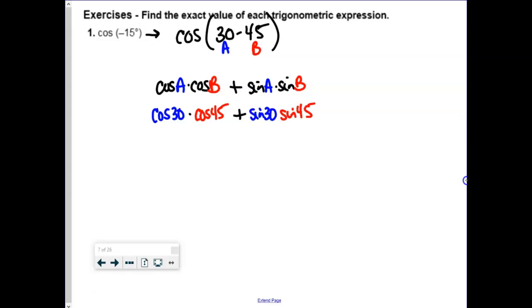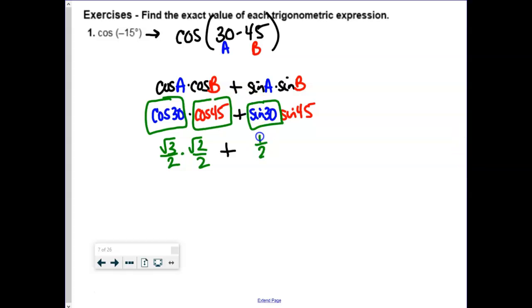All right, y'all, it's time to visit your unit circle. What's the cosine of 30? Square root of 3 over 2. What's the cosine at 45? Square root of 2 over 2. Got a big plus sign in the middle of those two. All right, sine at 30 is a 1/2. And then this sine at 45 is square root of 2 over 2.